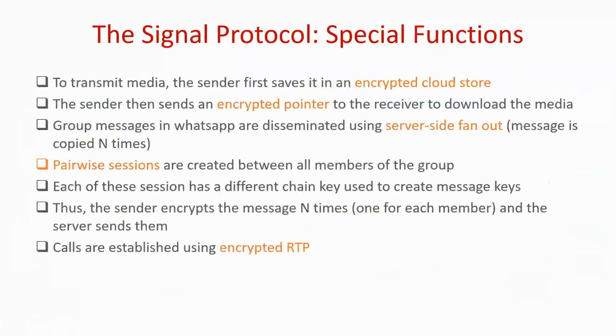If you have a group chat, then there is actually a pairwise association between every two members of the group, because when you send a message, you are sending it encrypted or copied n times, each time according to the security association with every member of that group, and then the WhatsApp server simply distributes them. Okay, voice is encrypted with RTP, so you still actually have it end to end, meaning that the WhatsApp server in the middle doesn't actually learn the content in any way.